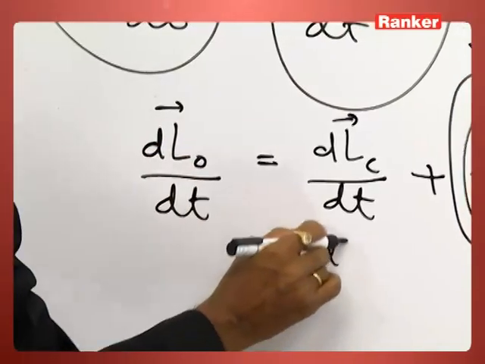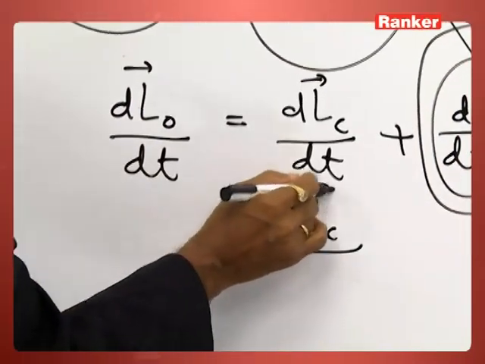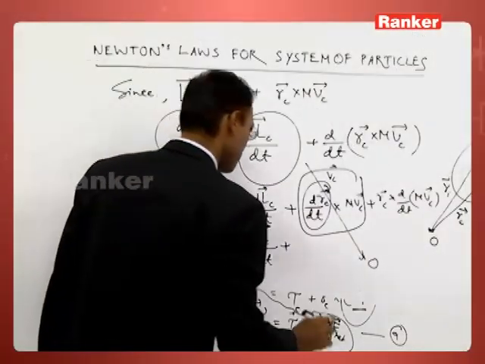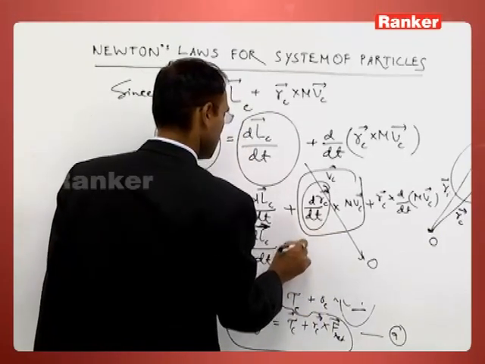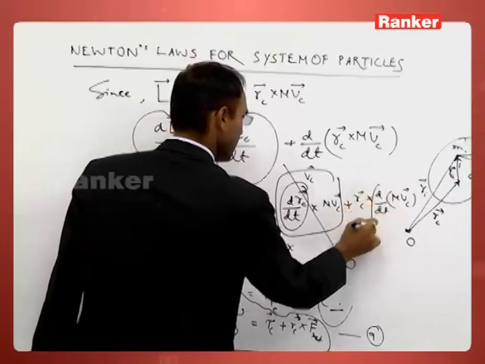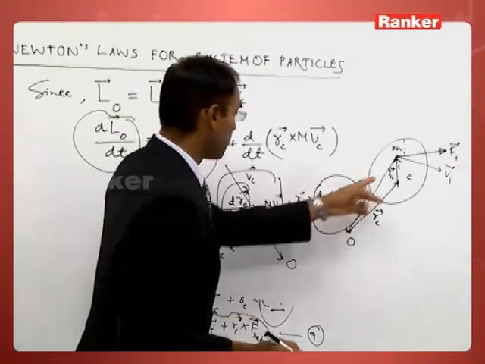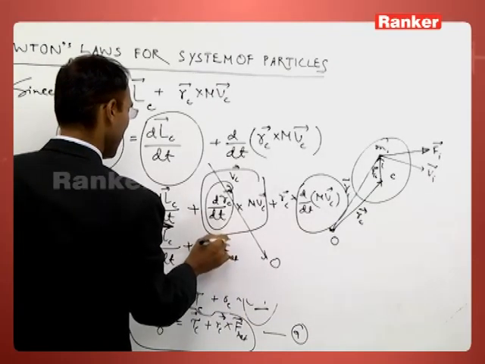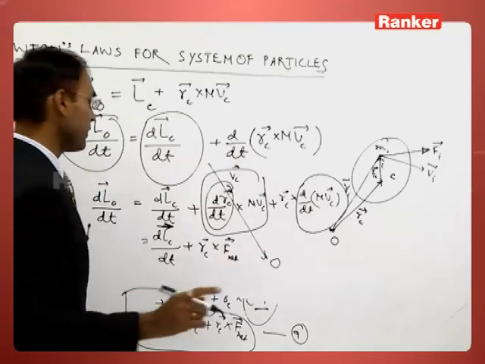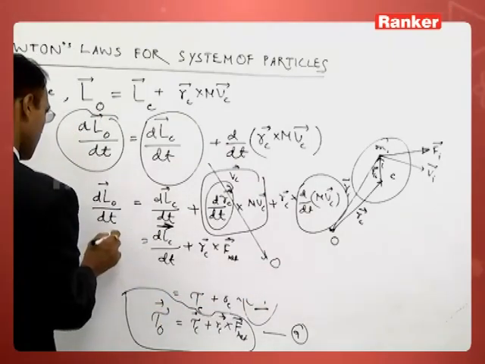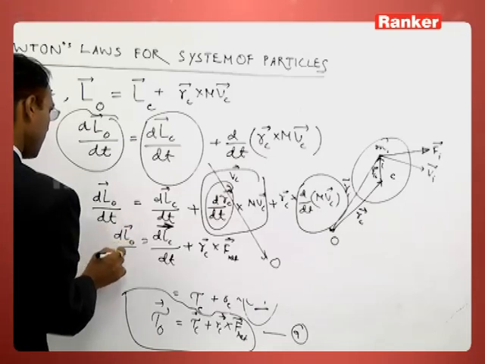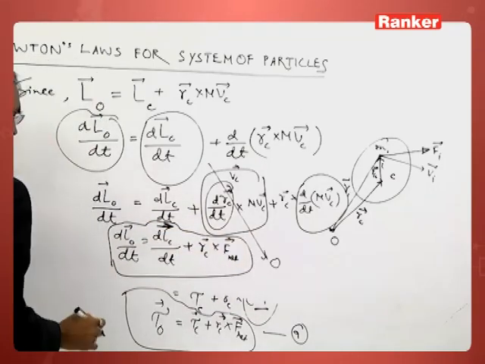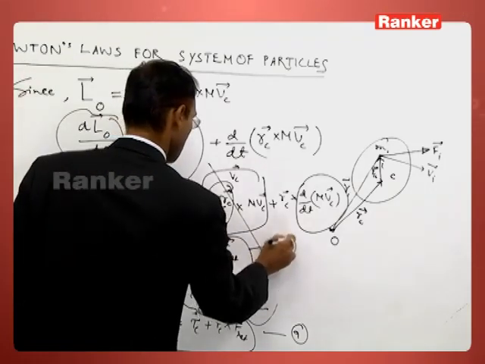with these two terms: the rate of change of angular momentum of the system with respect to the center of mass frame, plus RC cross the rate of change of linear momentum of the center of mass, which is none other than the net force acting on the system, supposed to be acting at the center of mass. That is equal to the rate of change of angular momentum of the system with respect to the given reference point. This is equation number 2.